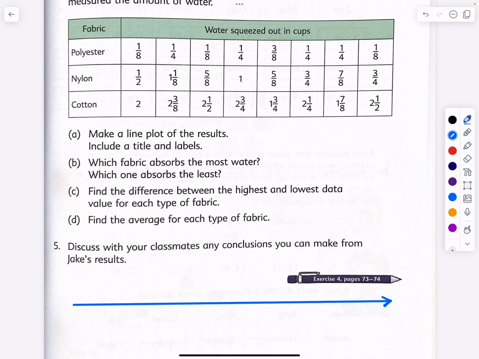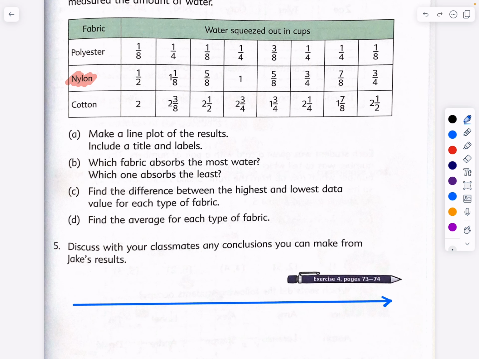Now, which values are we going to plot on our number line? Well, let's identify. We are talking about nylon. Let's label it in red. And we do have, I believe, 8 measures, right? 1, 2, 3, 4, 5, 6, 7, 8. Altogether, 8 by 3, 24 points, right?